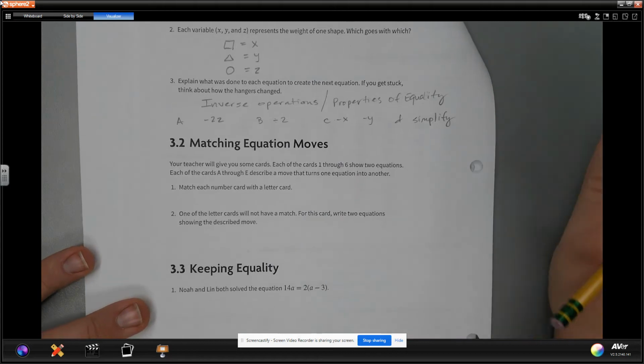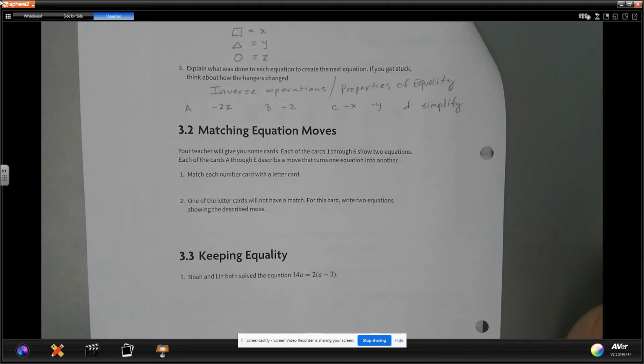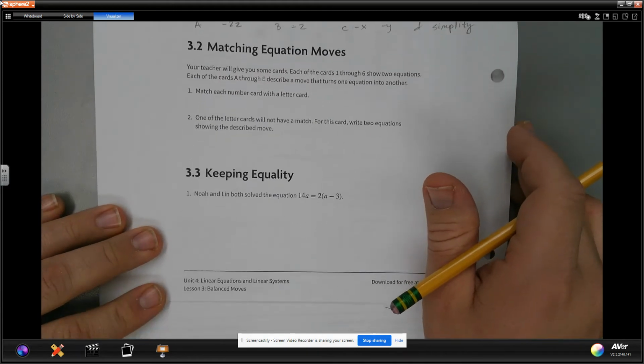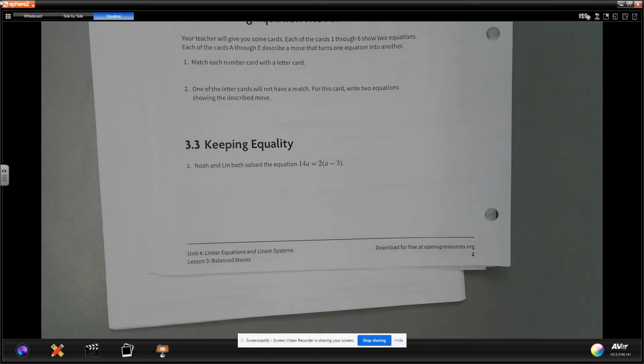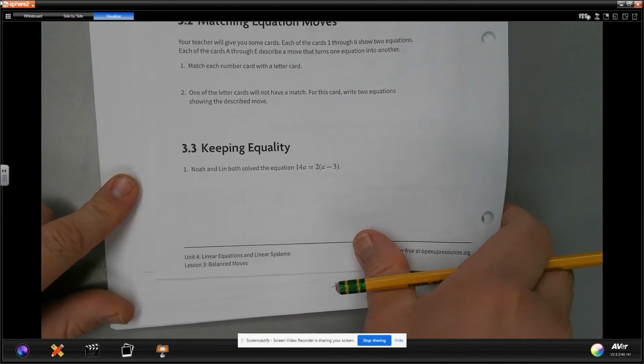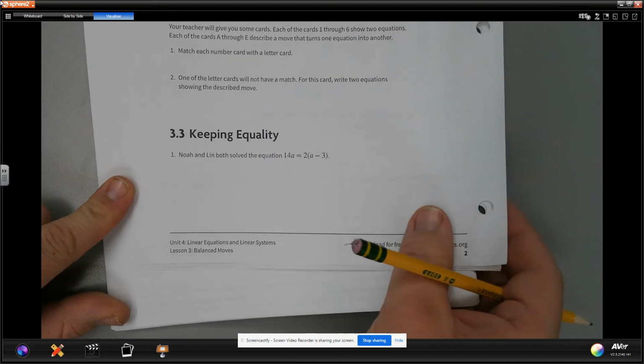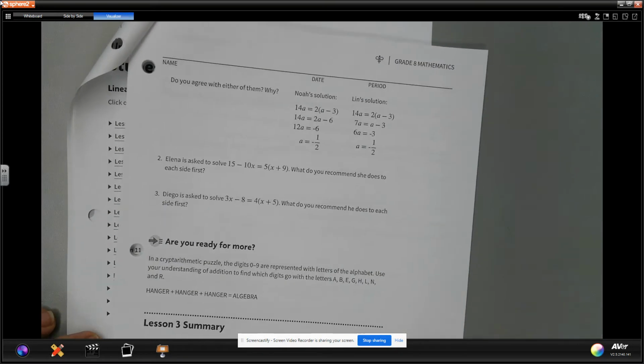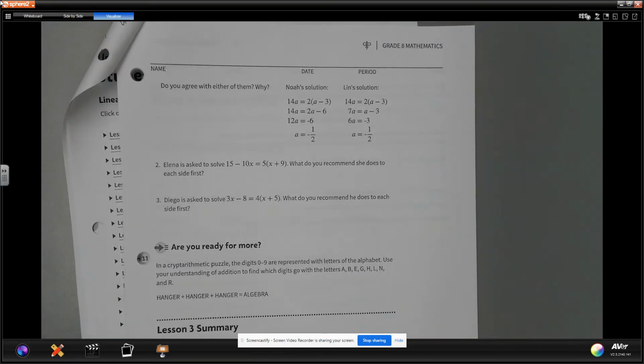Okay. All right, we're going to skip over 3.2, because obviously we can't do anything with partners right now. And now we're going to look at a comparison. Noah and Lynn both solved the equation 14 times A is equal to twice the value of the difference of A and 3. I think, yeah, it shows both of them right here. Do you agree with either of them and why? Let's take a look at what they did and see if we can follow how it worked out.